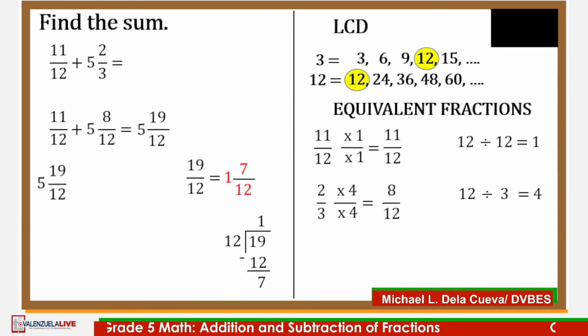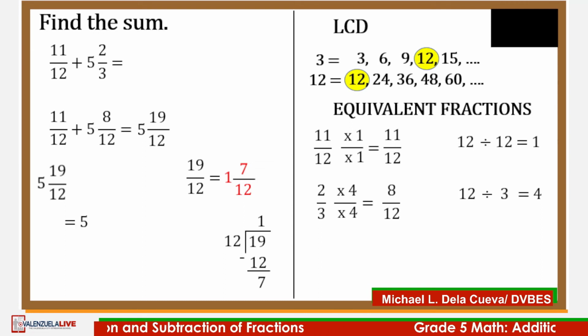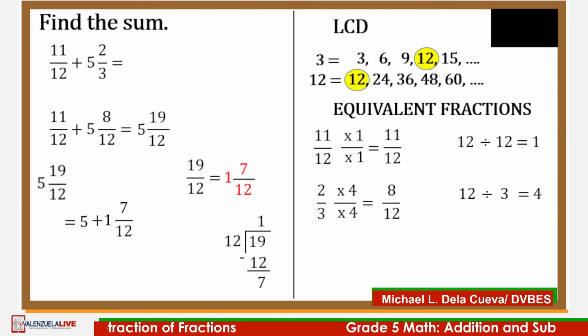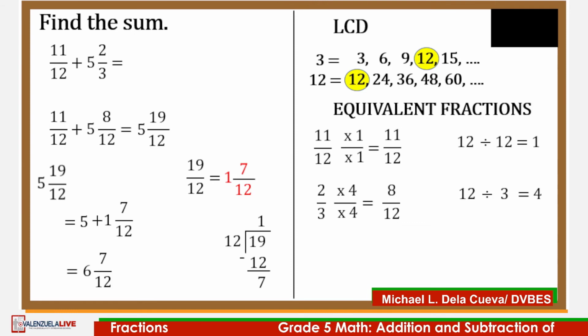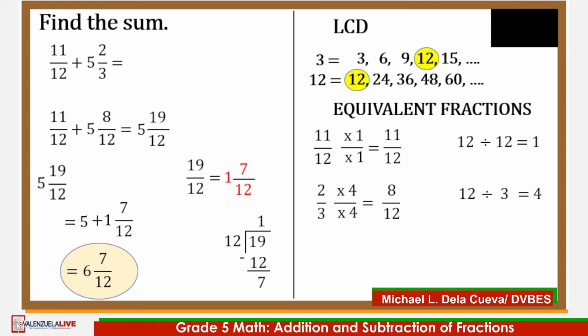Going back to 5 and 19/12, let us replace 19/12 with 1 and 7/12. So, 5 plus 1 and 7/12. Add the whole numbers, 5 plus 1 is equal to 6, then copy the fraction. So the answer is 6 and 7/12.